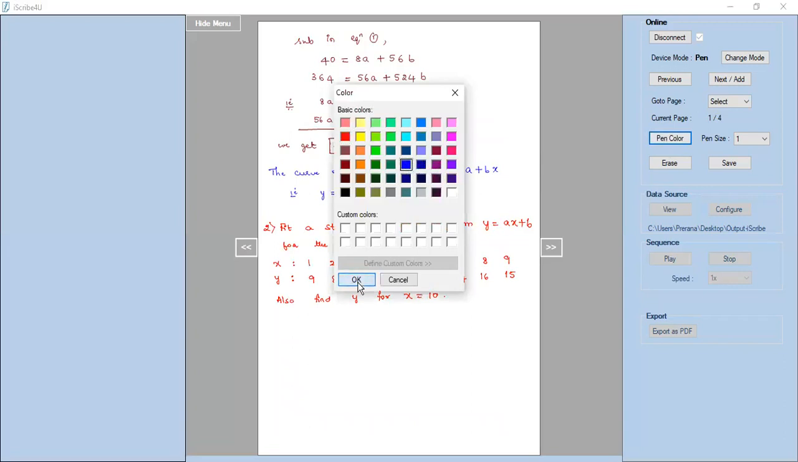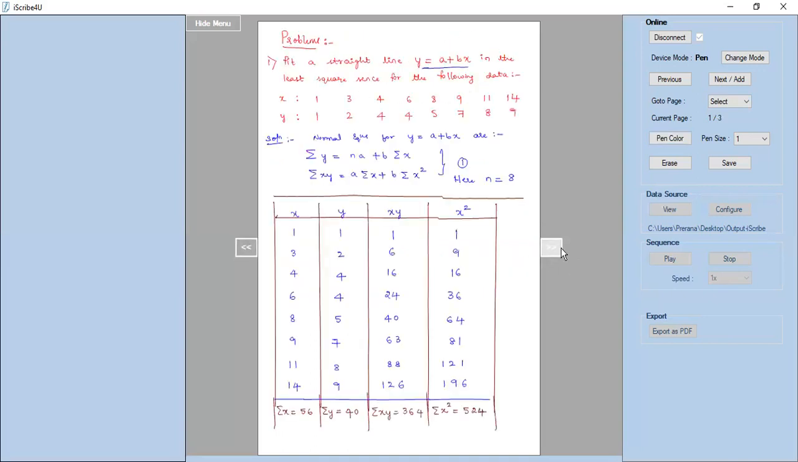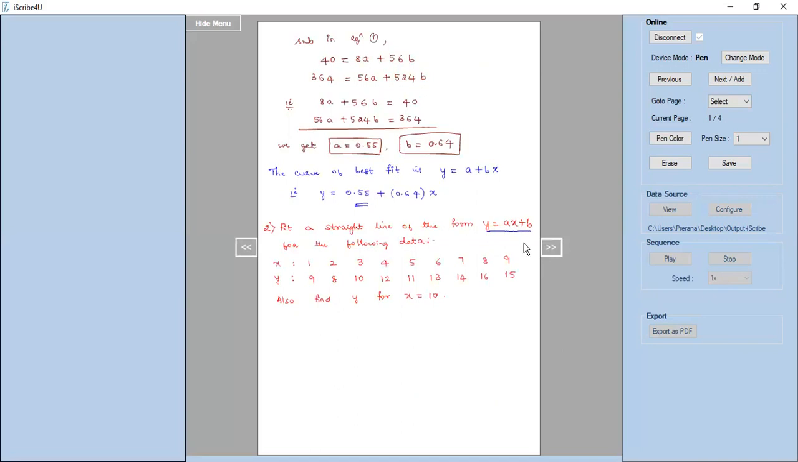Here we first observe that the straight line is given in the form y is equal to ax plus b. Either the question can be of the form a plus bx or ax plus b. Both are straight line equations. According to the given data, you have to fit the straight line equation. If they have not mentioned a particular form, then we can take whatever straight line form we wish, either ax plus b or a plus bx. So firstly, let us write down the associated normal equations for this.